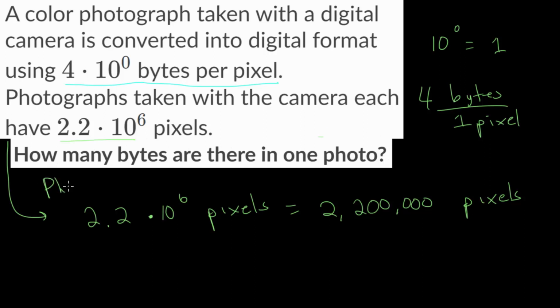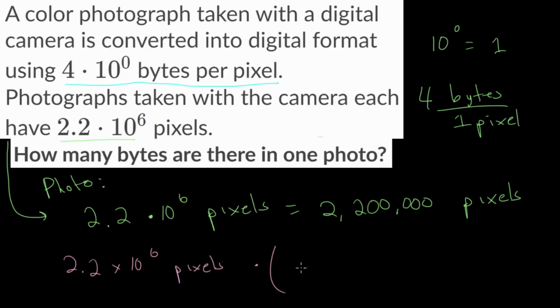So we know this is one photo. It has 2.2 million pixels. And we're also told that when converting, there are 4 bytes for every 1 pixel. So to figure out the total number of bytes, we can use a little bit of unit conversion, or rate conversion. We start with our photo, which has, let me write it in scientific notation, 2.2 times 10 to the 6 pixels. And we want to multiply it by this rate so that we can cancel out pixels and convert our units to bytes.